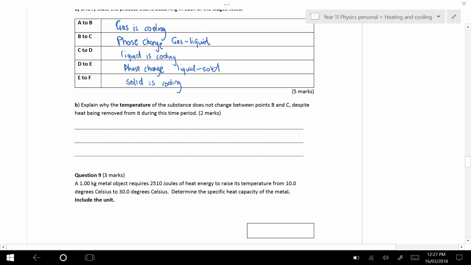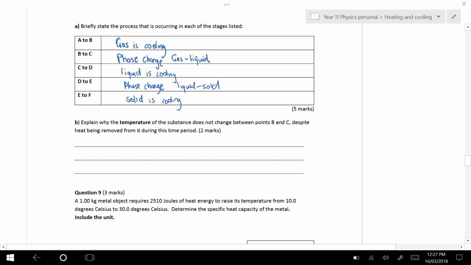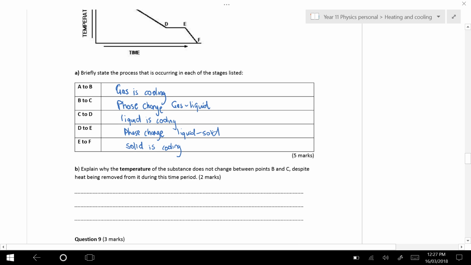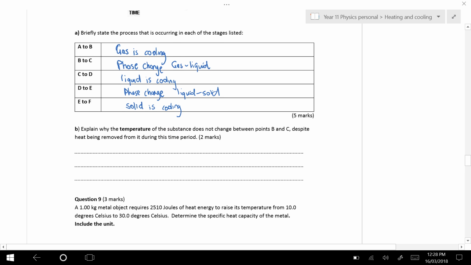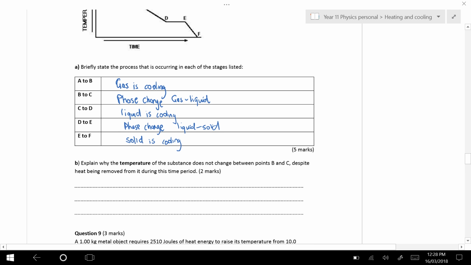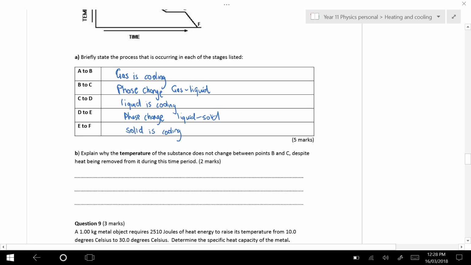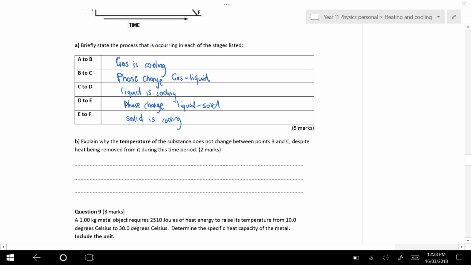Explain why the temperature of the substance does not change between B and C. And this is where I think in the electricity test, some of the explanations were a little bit vague. Some didn't get any marks, others didn't even attempt it. So what we can say is that heat is energy. So the energy is used to break the bonds.